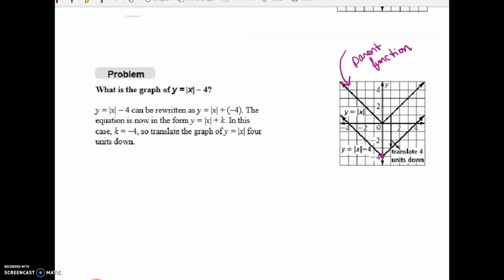This example shows that relationship. We begin with the parent function here, and the equation says that we're subtracting 4 from the parent function. So that simply means that we would be translating down 4 units. The exact same graph, just we have changed the vertex. I usually refer to this as the vertex. We would just translate that vertex down 4 units. Otherwise, the graphs have the same shape and are the same size.